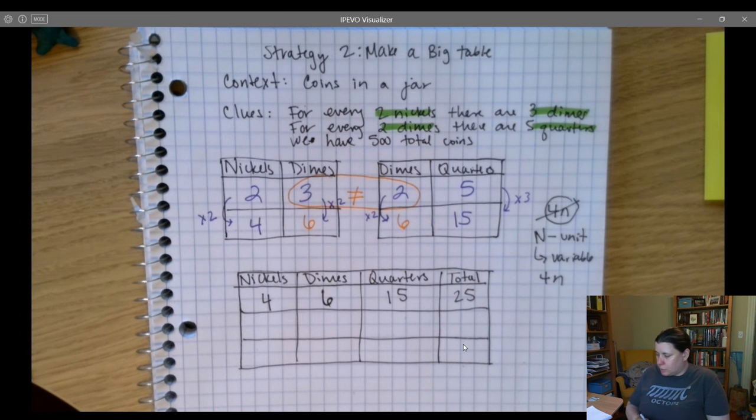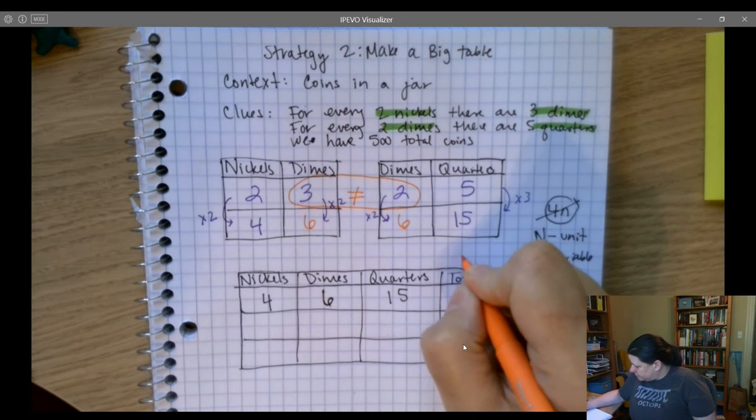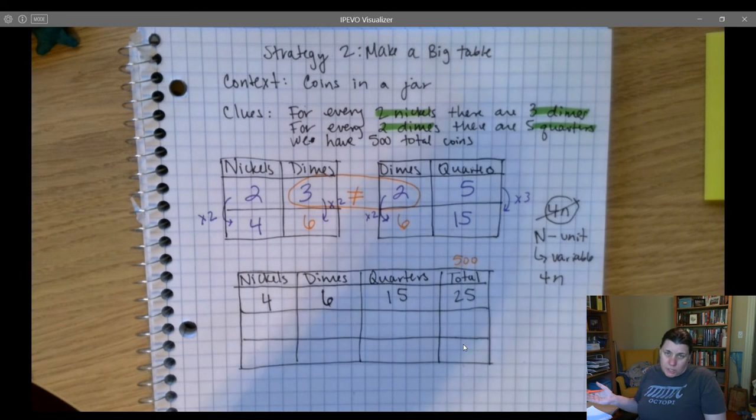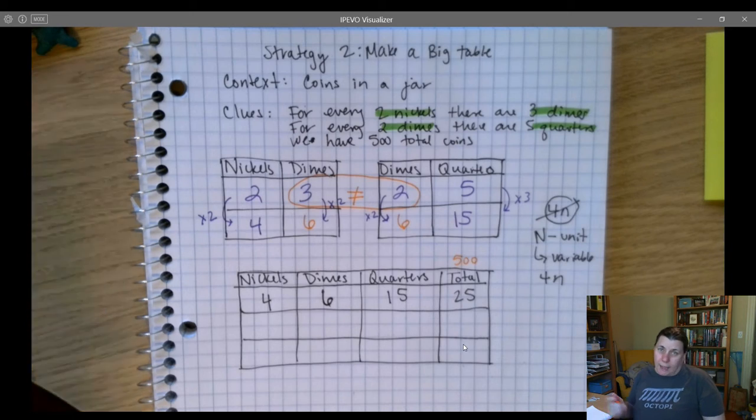So what's going on here? I have 500 coins total, so I need to get to 500 in my total column. I could do it in one jump. I know the answer because I just did the problem a different way, but let's pretend I haven't done that.